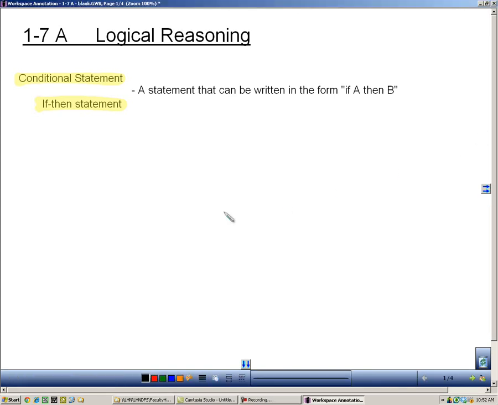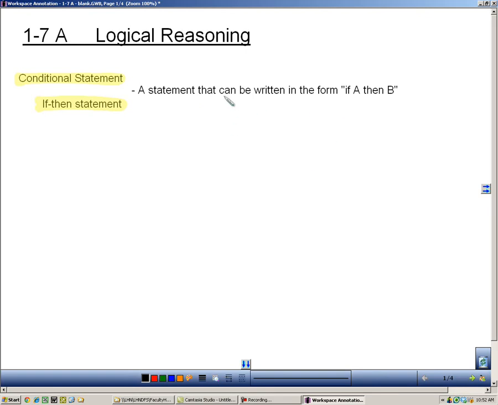Section 17a is about logical reasoning. Logical reasoning is about creating statements that are logical, and a couple of definitions we're going to start with are a conditional statement and an if-then statement. They actually mean the same thing. What they are is a statement that can be written in the form if A, then B.